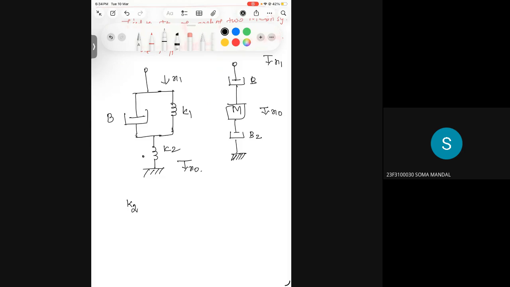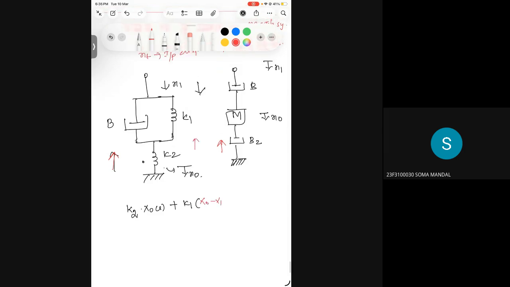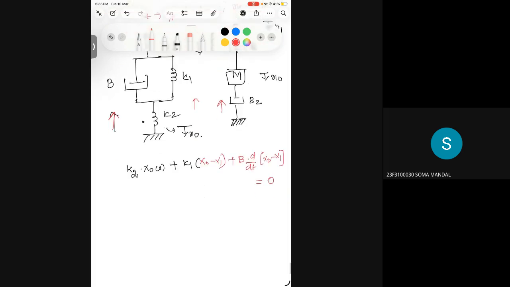So since K2 is a single connected system, I'm going to write K2 into x naught of s, because K2 is connected with the x naught, right? Plus K1. K1 is connected in between x naught and x1. Because displacement acts like this, when I write the force equation, it will go from this direction. So first I have written K2 into x naught of s plus K1 into, since I'm going from this direction, x naught minus x1, plus B into d by dt of x naught minus x1, since K1 and K2 are parallel and it is connected in between two displacements x1 and x naught. So there is no external force acting, then this equation becomes 0, right?